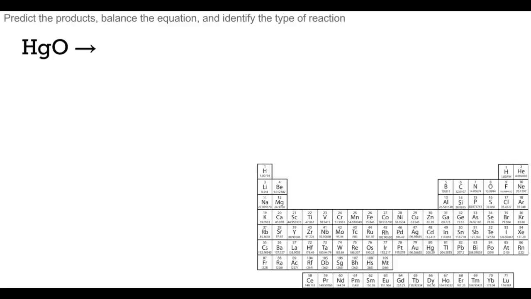In this video, we're going to look at some examples of how to predict a product, balance the equation, and identify the type of reaction. First one here, I'm going to start with mercury 2 oxide. That is going to break down into both mercury and oxygen.